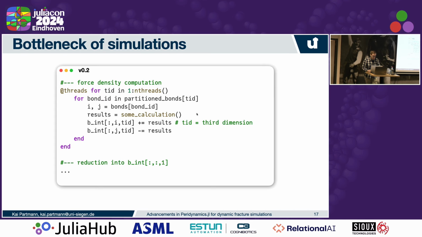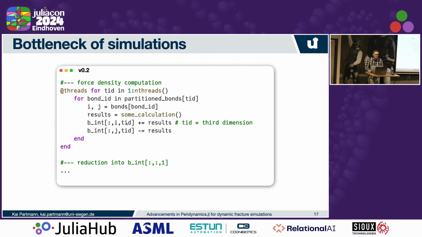Here you can see the important code, the bottleneck of the simulations, the force density computation. In the previous version, we looped in parallel over all threads to get a thread ID, and then had a pre-partitioned bond vector array that contained all bonds for this thread. Then this internal force density, b_int, is a 3-dimensional vector array, and each thread writes on its own dimension. After that, we would need a reduction.